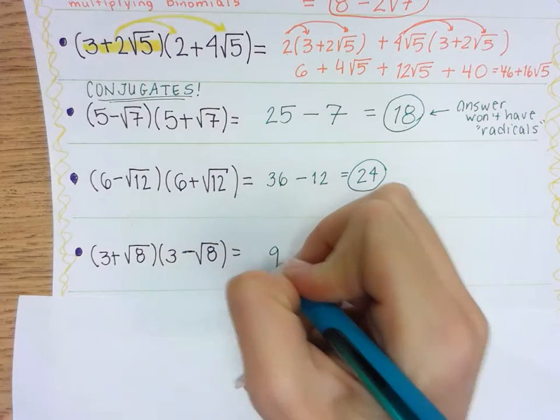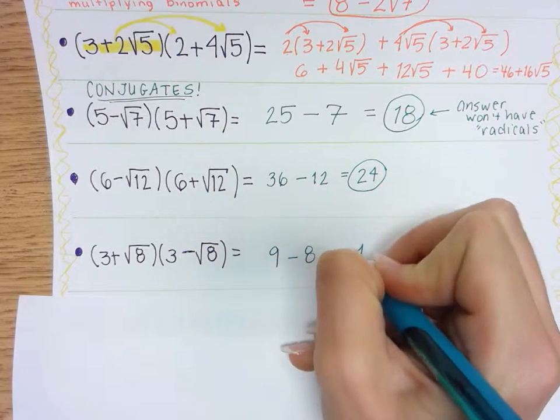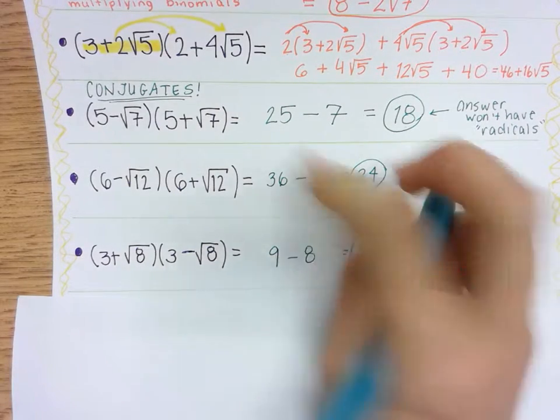All right, here again are conjugates, some quick multiplication. You should get 9 minus 8. Your final answer is 1. So then why do you think this is going to be helpful?